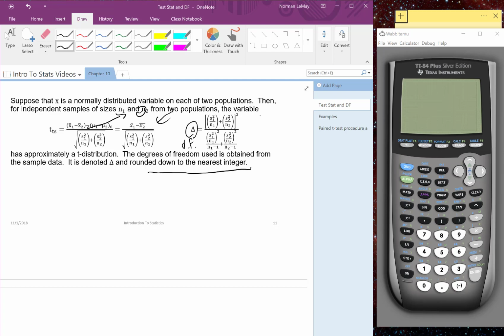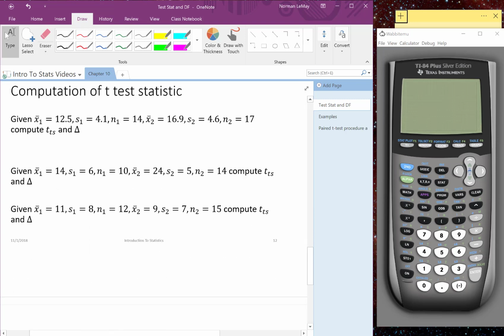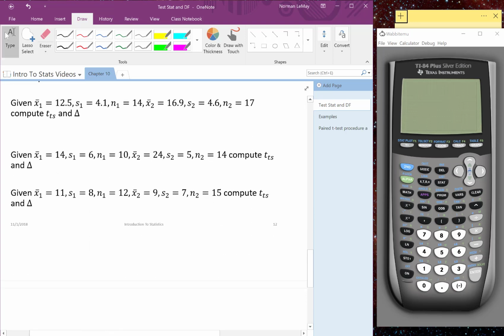To help us out, I'd like to work through this first example on computing the t-test statistic and the degrees of freedom. Then, on the next two examples, I'd like you to pause the video, give it a whirl yourself, and then restart the video. That way you can practice and get used to doing this once you see it done. It should be pretty easy.